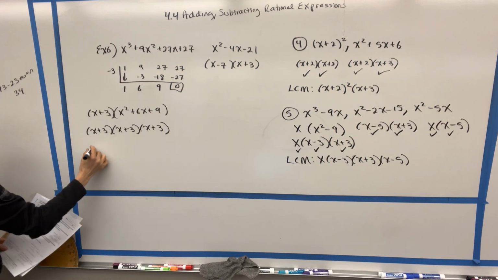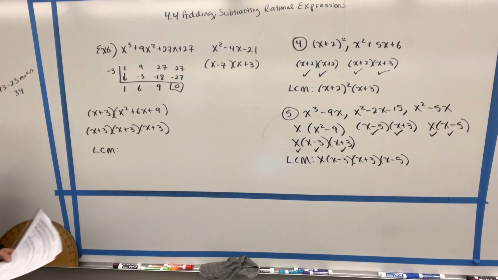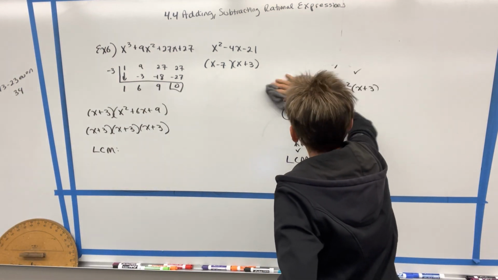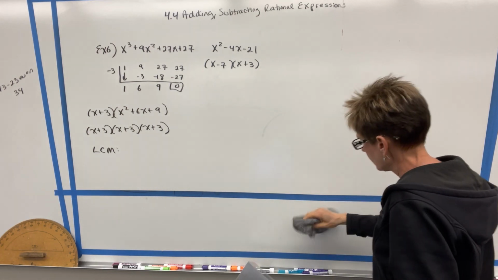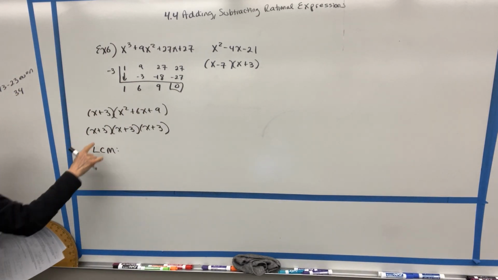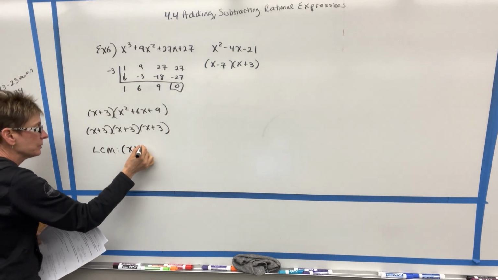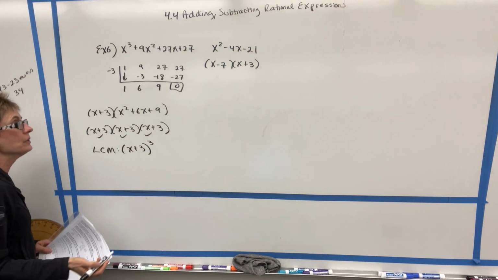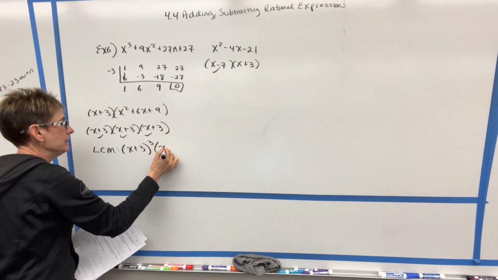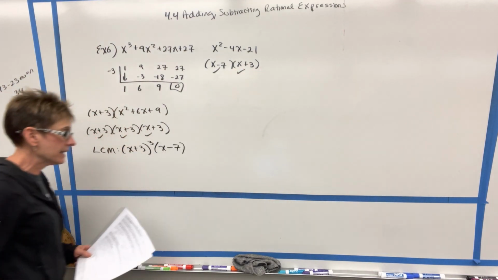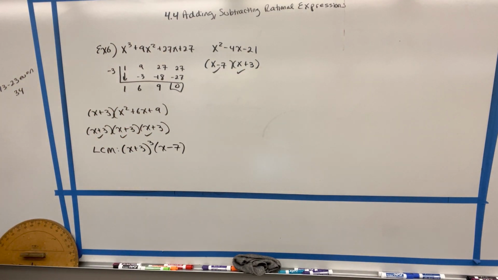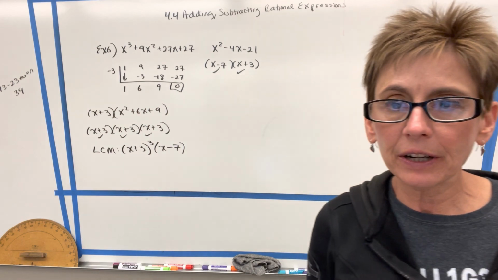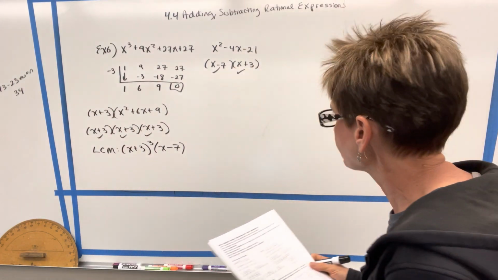So in this particular case, can you think what the least common multiple would be? Take a moment and see if you can write that down. What would be the least common multiple for example number 6? Notice that I have 3 of these x plus 3's, so I would need to include x plus 3 cubed, so that I've got all of those. I also need an x minus 7, but I already have that x plus 3, so that would be my least common multiple.